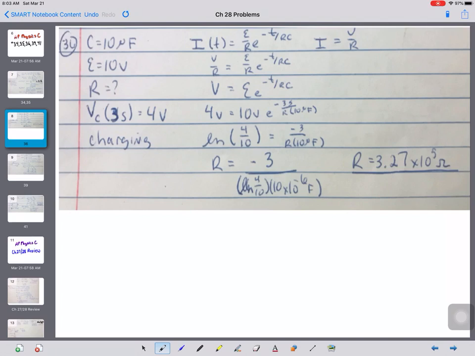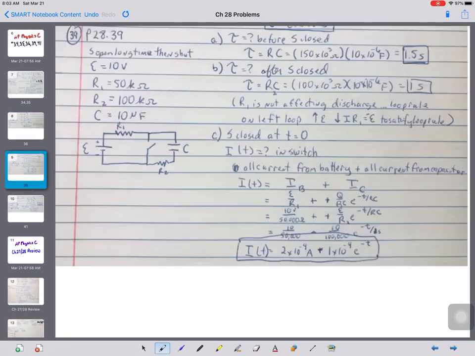Divide both sides by 10 volts. Take the natural log of both sides to eliminate the e, and then do the algebra to solve down for your R value.